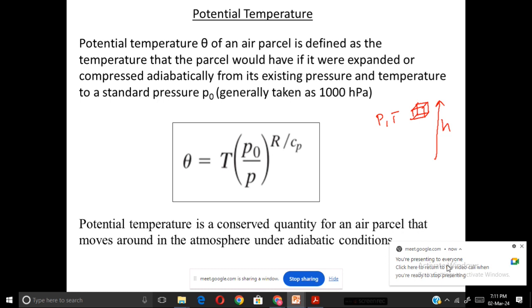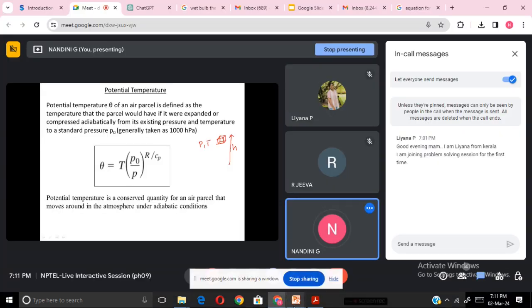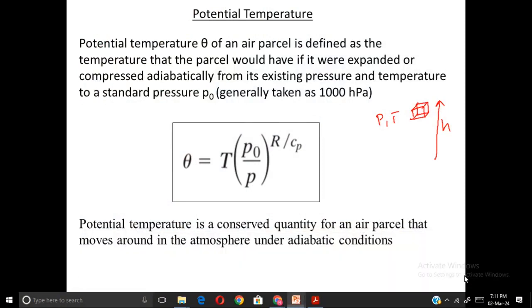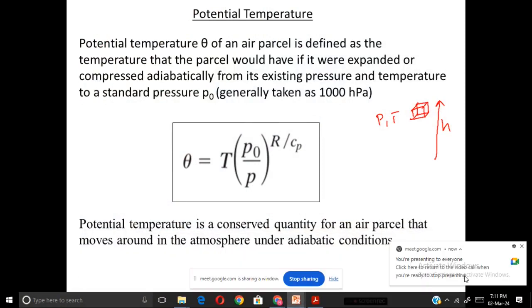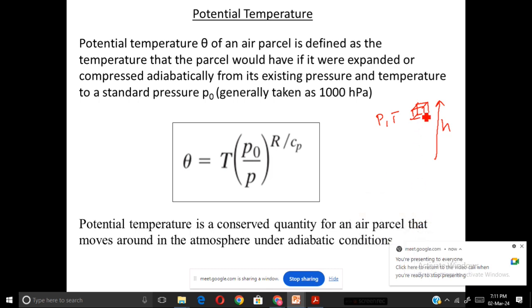Okay. So I was talking about potential temperature. The potential temperature of an air parcel is defined as the temperature the parcel would have if it was adiabatically expanded or compressed to the pressure level of 1000 hectopascal. Consider that there is an air parcel at this height, having a pressure P and temperature T.